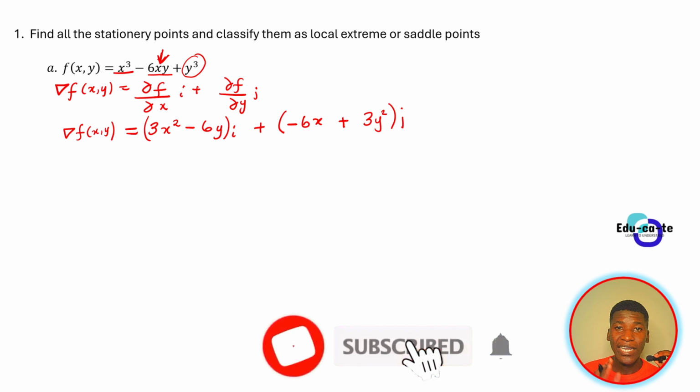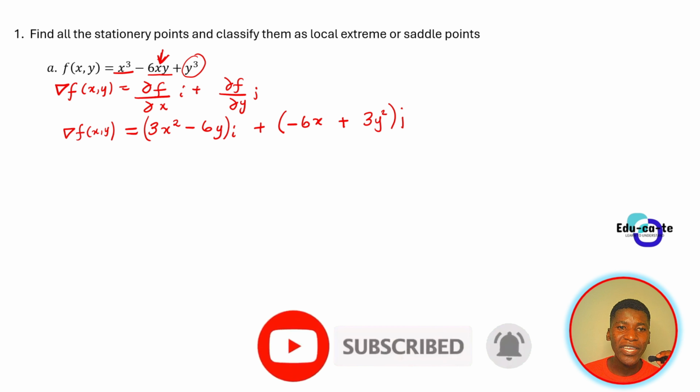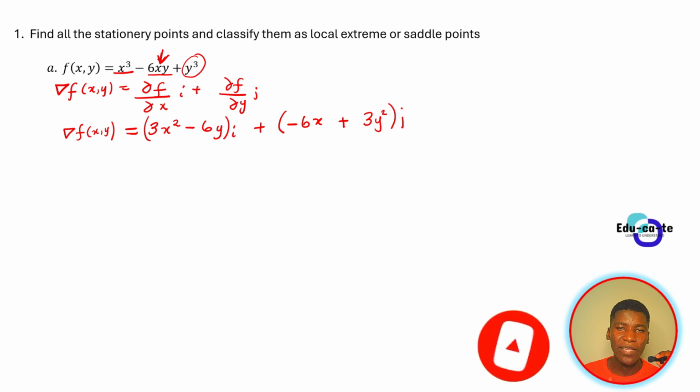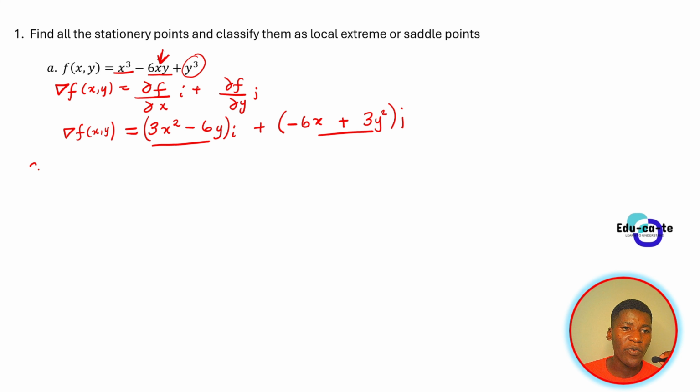So now that you have the gradient, you now need to equate the gradient to 0 so that you can find the stationary points first, because you cannot classify points before you find them. So now let us find the stationary points. We are just going to equate each partial derivative to 0. In this case, you're going to equate 3x squared minus 6y to 0. And you also equate negative 6x plus 3y squared to 0. So now we're just going to solve this simultaneously.